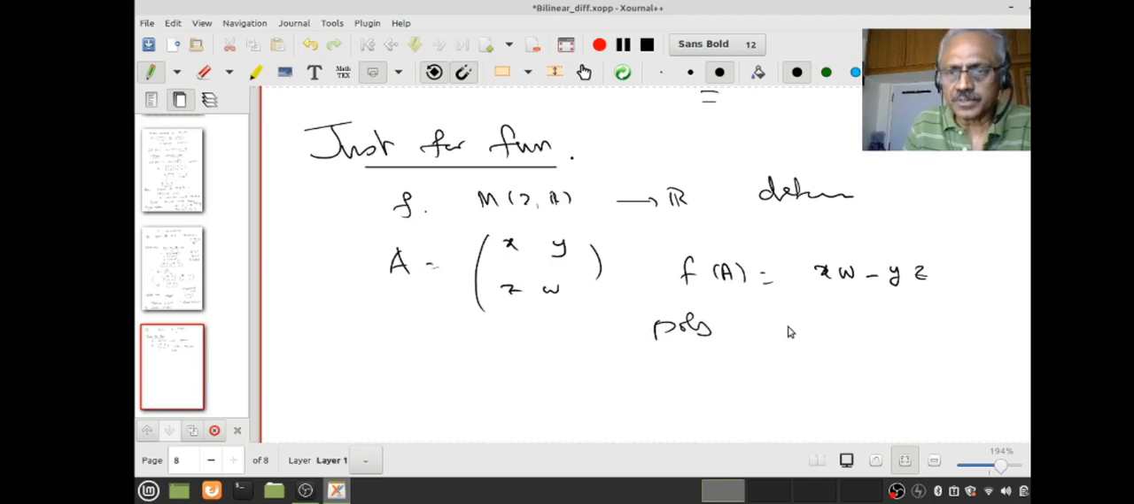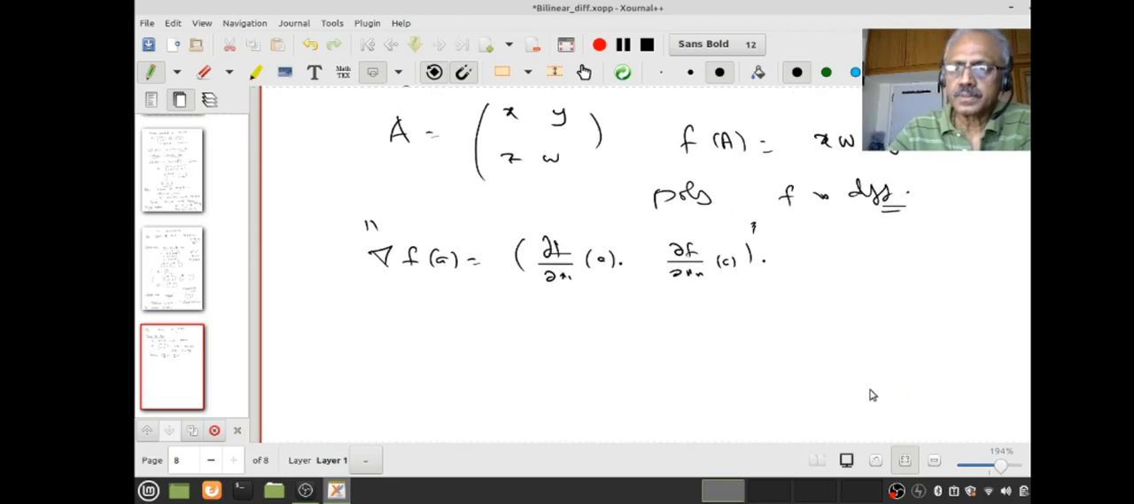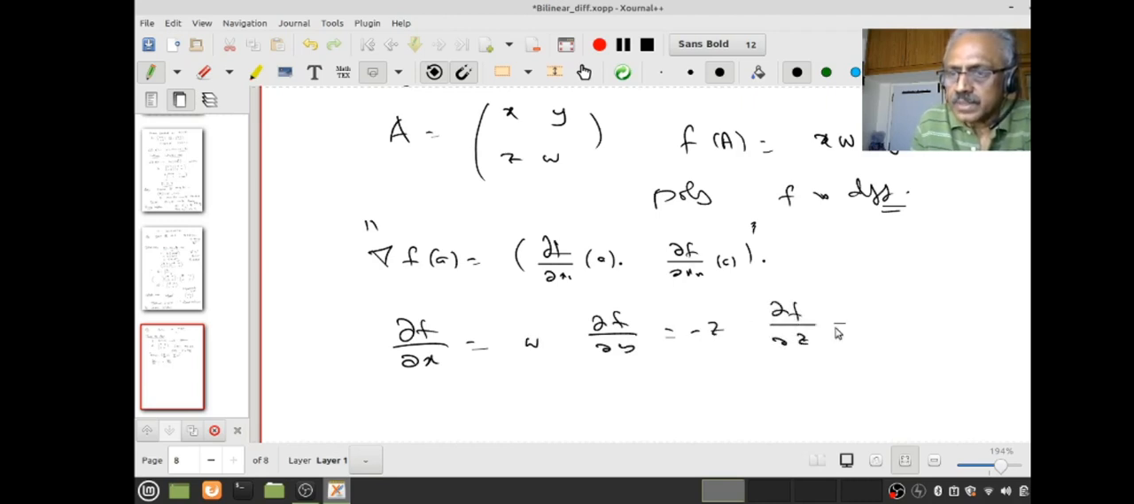Therefore from the algebra of differentiable functions we know F is differentiable. Is it clear? Once F is differentiable, then we know what the gradient of F is. The gradient of F is the partial derivatives at the point. Yes, very good. So now I can compute. Therefore what are the partial derivatives of this map? Del F by del X is W, del F by del Y is minus Z, del F by del Z is minus Y, del F by del W is X.